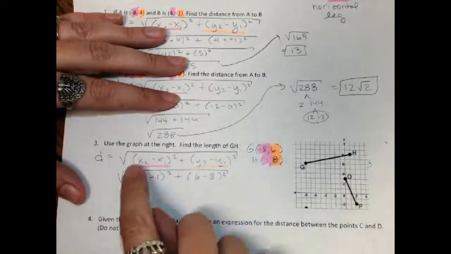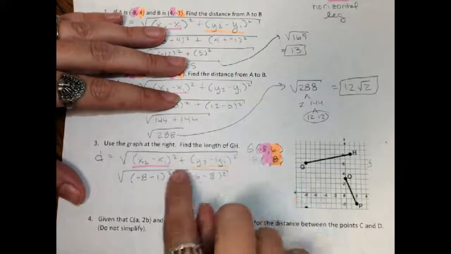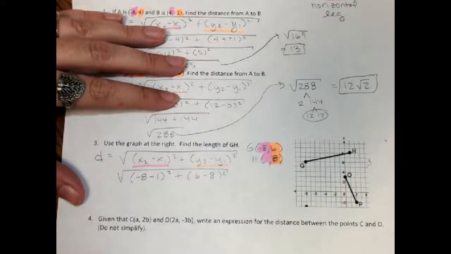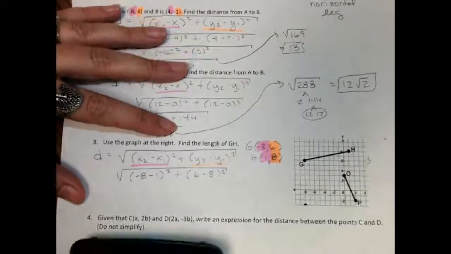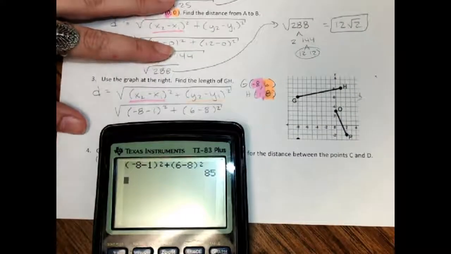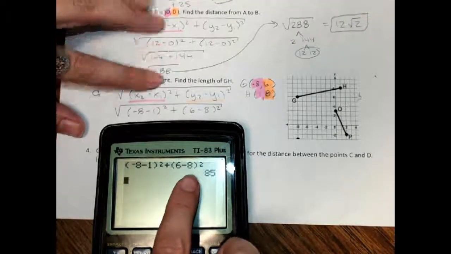Okay, so I wrote down our formula. I plugged in our pink ones here for the x's and the orange ones here for the y's. Pause or rewind the video if you need to for that part. And then I went ahead and typed it into my calculator. And I typed the same thing in my calculator that I had up here.